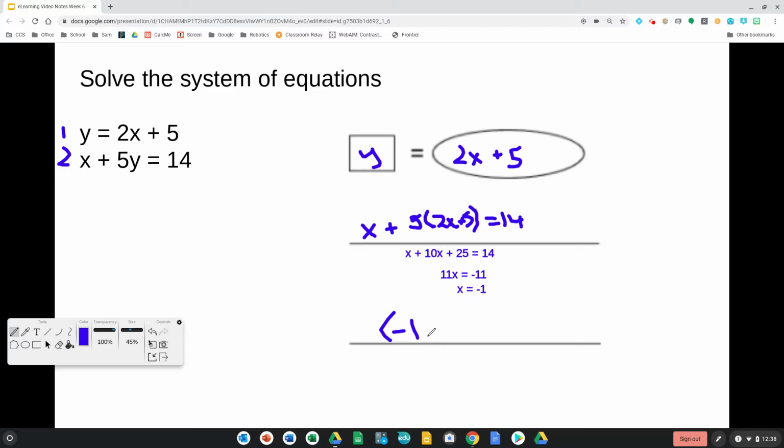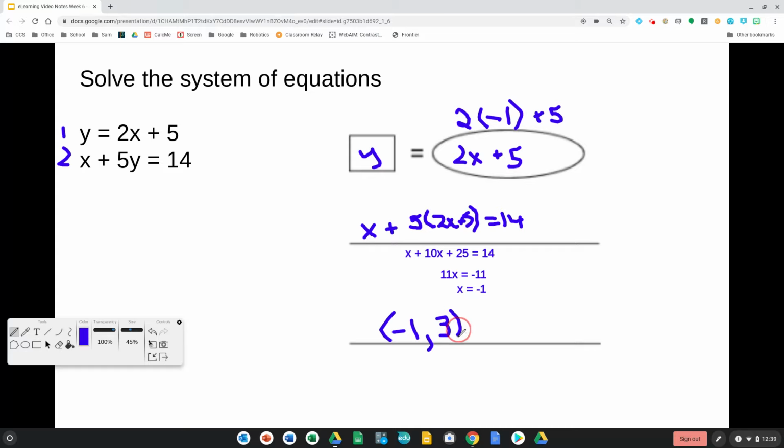Now, again, this one's a little bit more involved than the last one. We don't know what the number is for y, but we do know that y is equal to 2 times x plus 5. So since we know that x is negative 1, that means y is going to be 2 times negative 1, because that's what x is, plus 5. And so what do you get when you take 2 times negative 1 plus 5? 2 times negative 1 plus 5, that'd be negative 2 plus 5, which gives you 3. And so our ordered pair would be negative 1, 3.